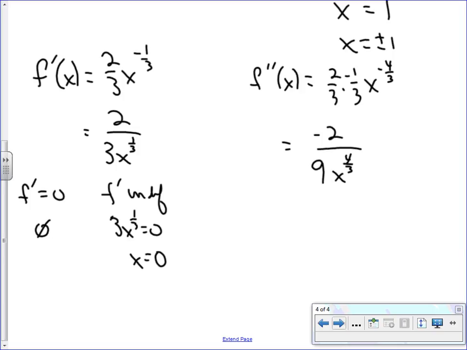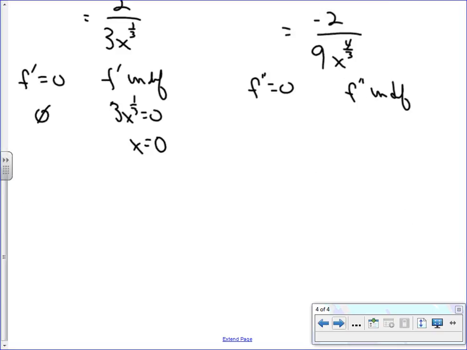Okay? Let's do the same thing for the next one. F double prime equals 0, and f double prime undefined. F double prime equals 0 where? Nowhere. F double prime undefined: x equals 0 again. Are y'all okay with this one? We'll be going from here to here?